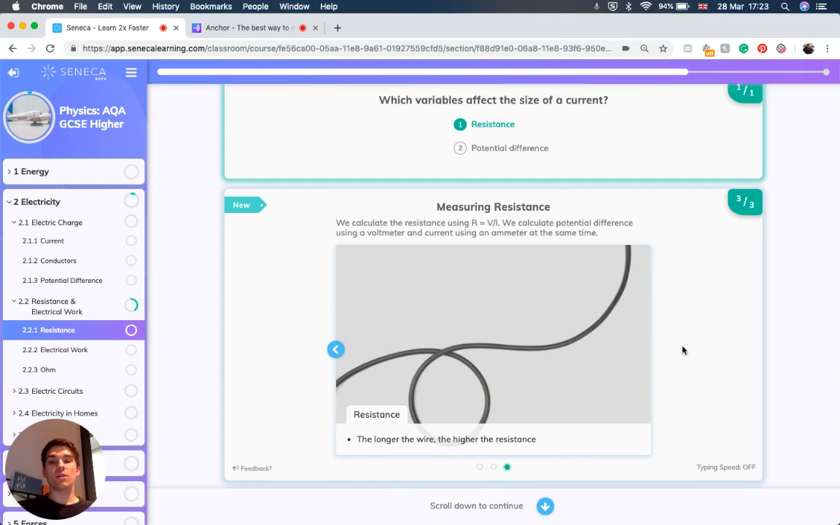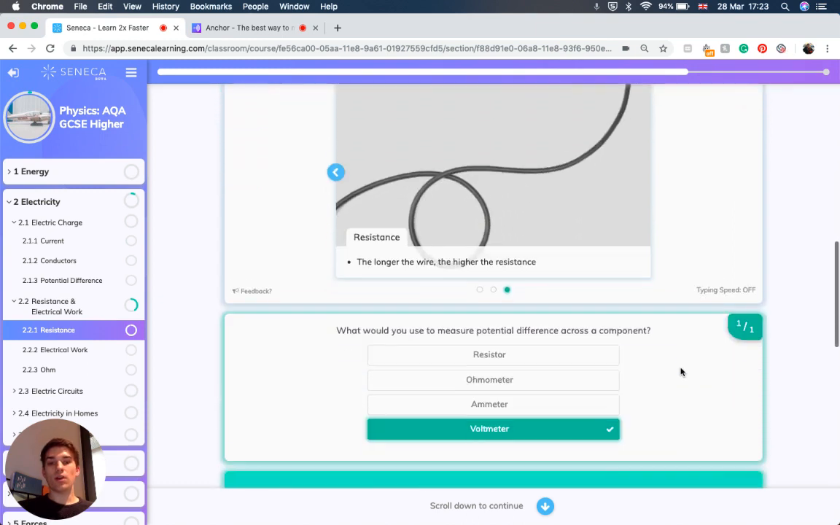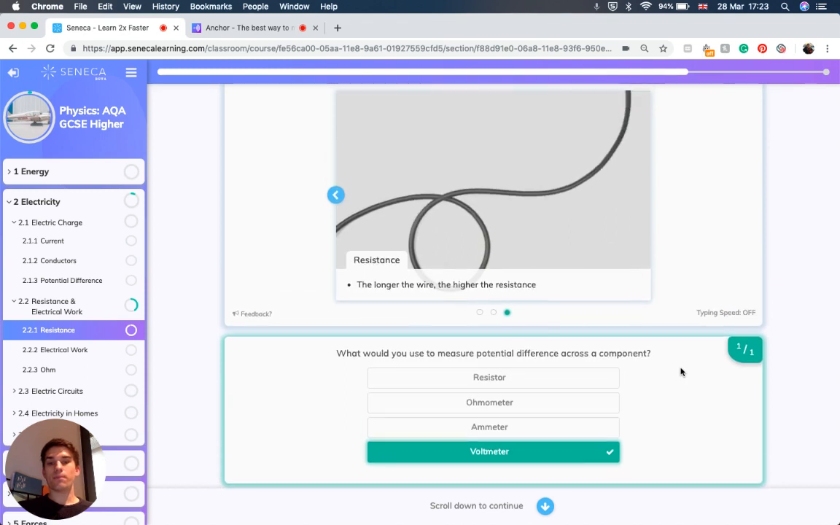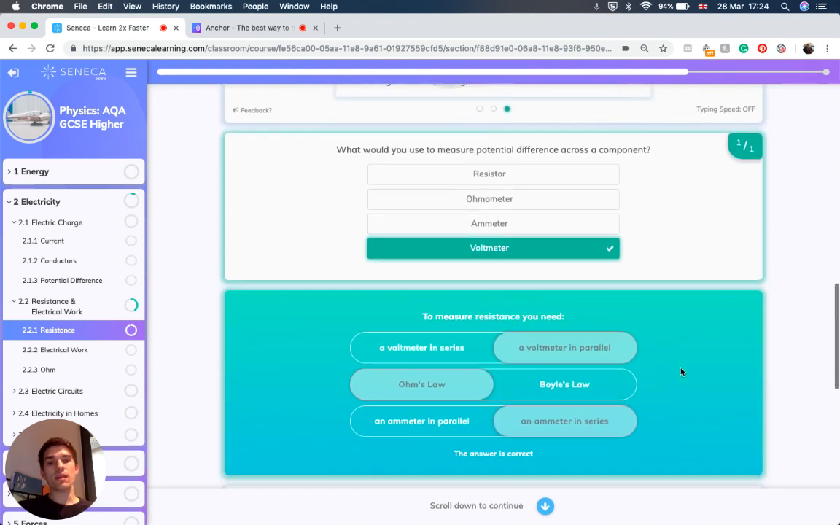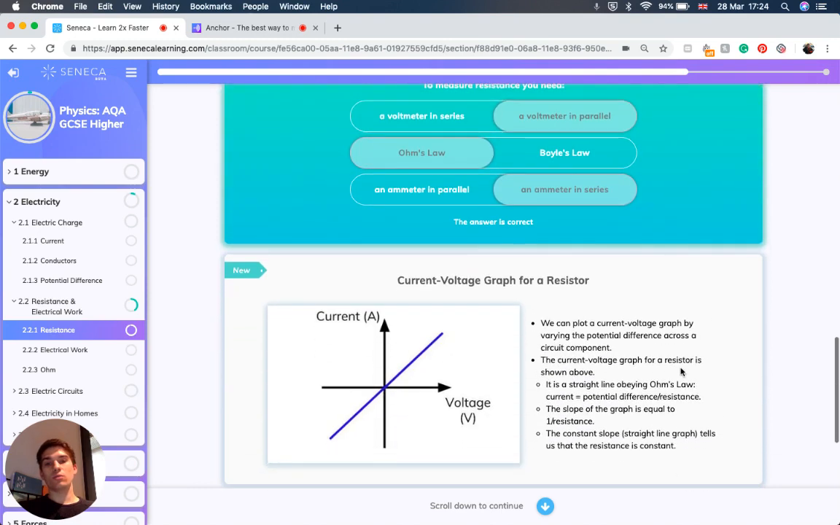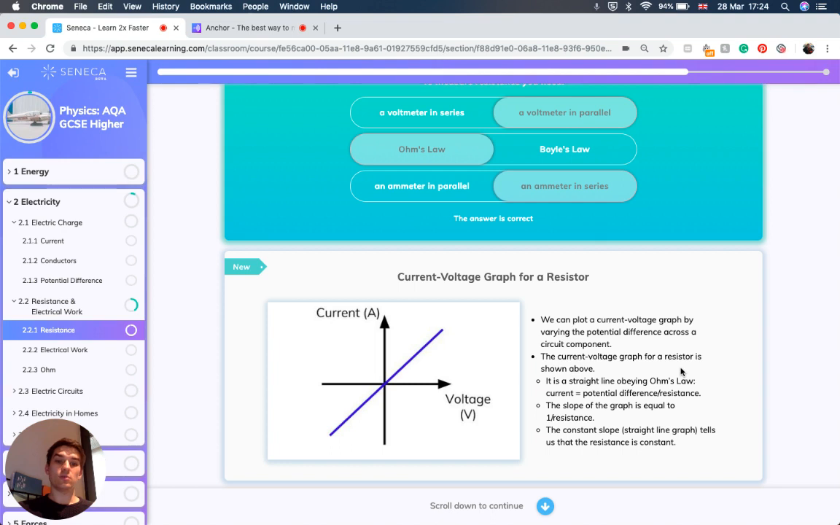One thing you need to know about resistance is that the longer the wire is in the circuit, the higher the resistance will be. Just to recap, to measure potential difference across a component, we'd use a voltmeter. And to measure resistance, you need, first of all, a voltmeter in parallel, you need an ammeter in series, and you need Ohm's law, which is R, resistance, equals V, potential difference, divided by I, the current.